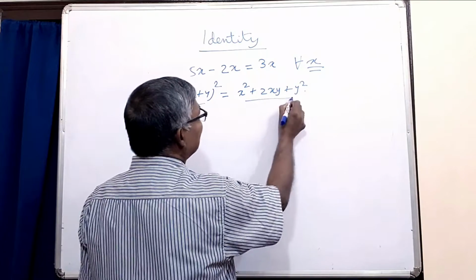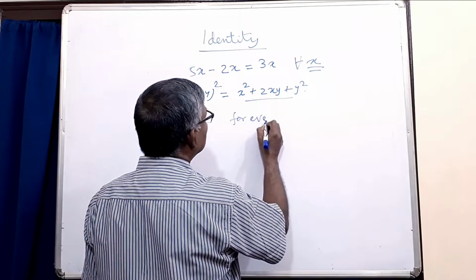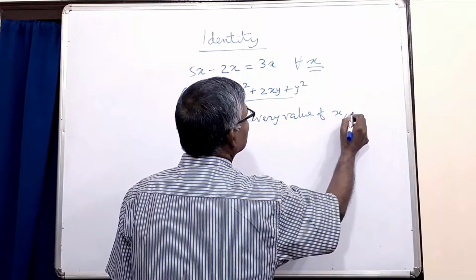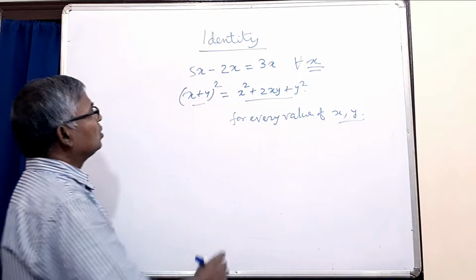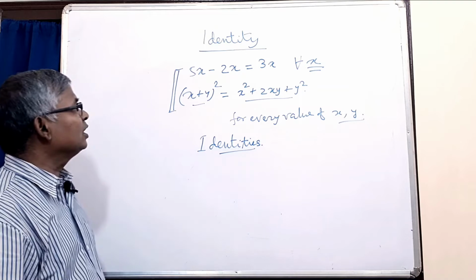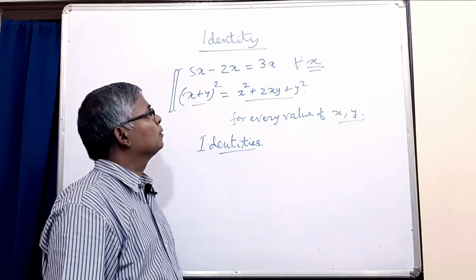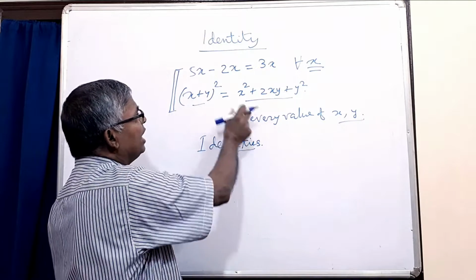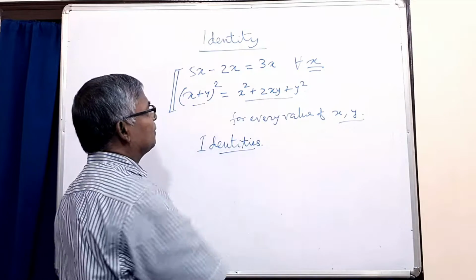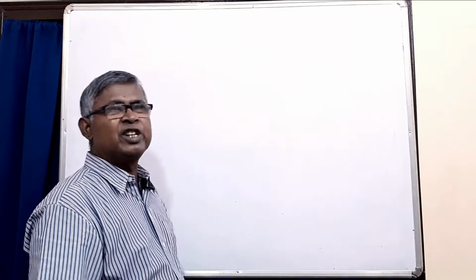These algebraic expressions are always equal for every value of x and y. So all these statements are called identities. So what is an identity? Whenever two algebraic expressions are equal for every value of the variables related to these algebraic expressions, it is called an identity. Let us learn some basic rules.